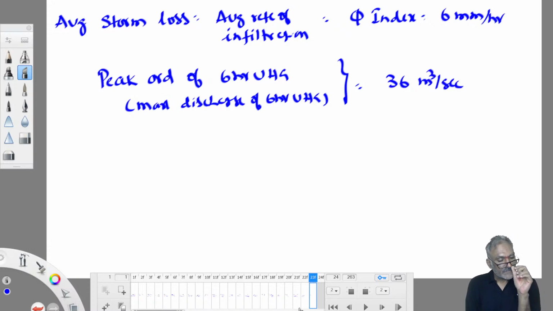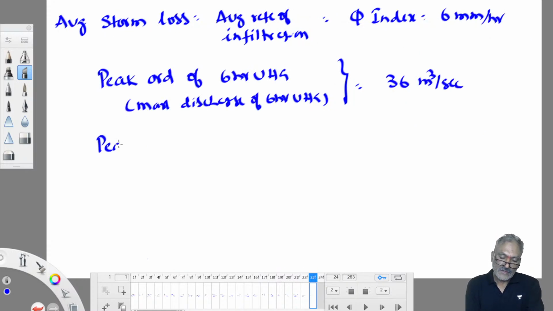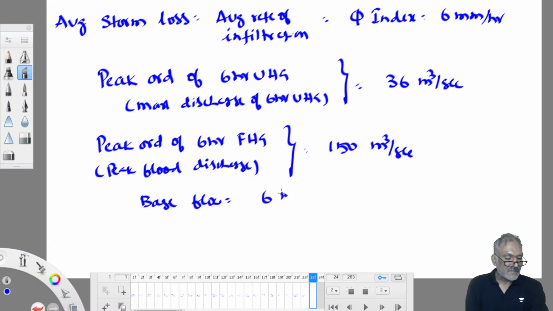Then what else is given? He has also given in the question that the peak flood observed due to the 6-hour storm is 150. So that means the peak ordinate of the 6-hour flood hydrograph, that is the peak flood discharge in a river, is given as 150 cubic meters per second. And base flow is given as 6 cubic meters per second.